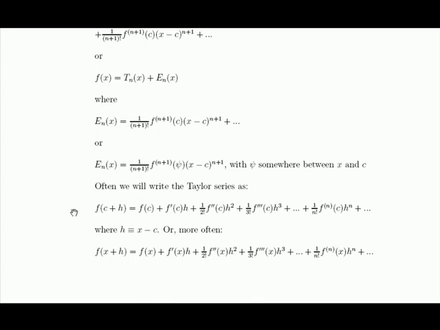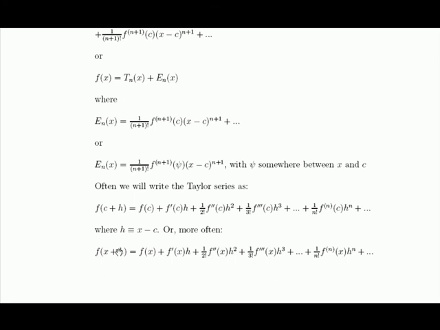Often in this course, we'll write the Taylor series like this, where we've abbreviated x minus c and called that h. So x is just c plus h. It's equal to f of c plus f prime of c times h plus etc. So this is another way of writing the Taylor series.